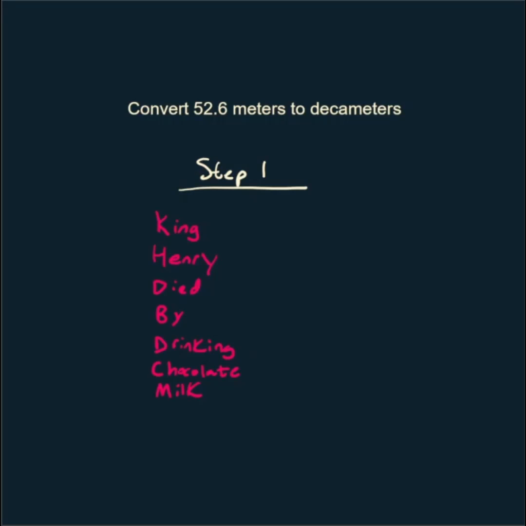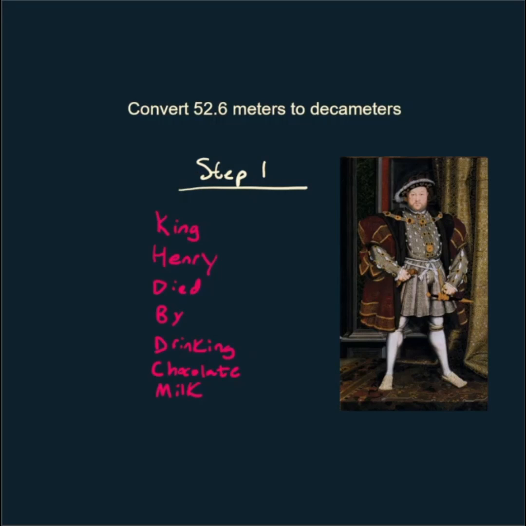I'm sure you've heard of it before. And I like to think it refers to King Henry VIII of England, who was famous for having 6 wives, but was also known to be moderately obese. So ODing on chocolate milk might be down his alley.